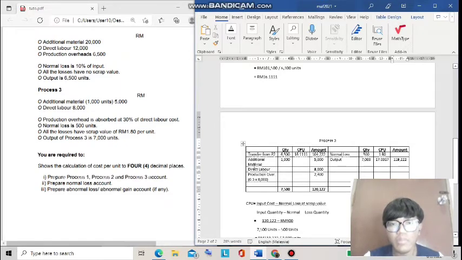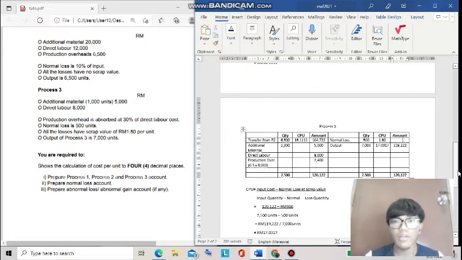We input additional material 5,000, direct labor 8,000, and production overhead at 30% of 8,000, and we get the amount 2,400. When we calculate the amounts, we get the input cost of 120,122 ringgit and input quantity of 7,500. The information given for normal loss and loss scrap value is 500 units and 1 ringgit 80 sen, so we get the amount 900.